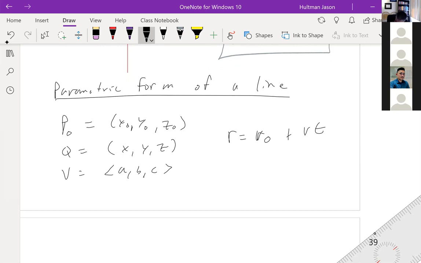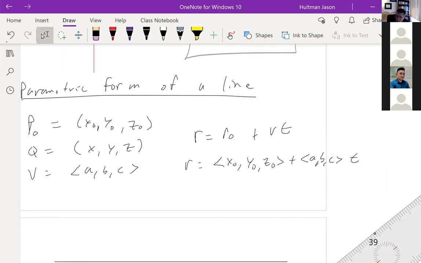What's R naught in this case? Well, R naught is this point. Actually, R naught is not the point, it's the vector. So R is equal to vector X naught, Y naught, Z naught, plus V. What's V in this case? V is A, B, C times t. We're going to let t vary.